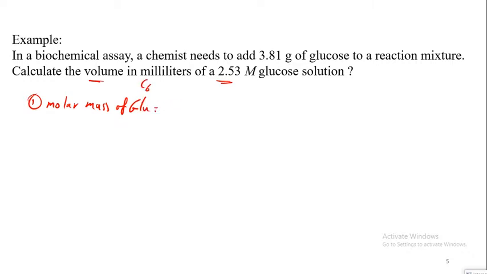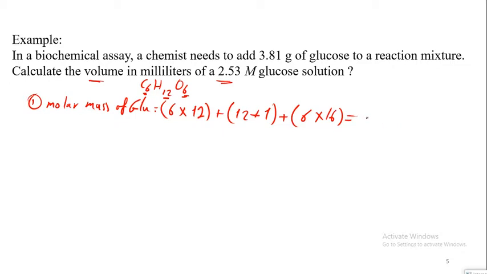I know that the formula of glucose is C6H12O6. So I have to multiply 6, I have 6 atoms of carbon, each one has atomic mass equal to 12. And I have 12 hydrogen atoms, each one is equal to 1 atomic mass. And I have 6 oxygen atoms, each one is equal to 16. So the sum of that would be equal to 180 grams.